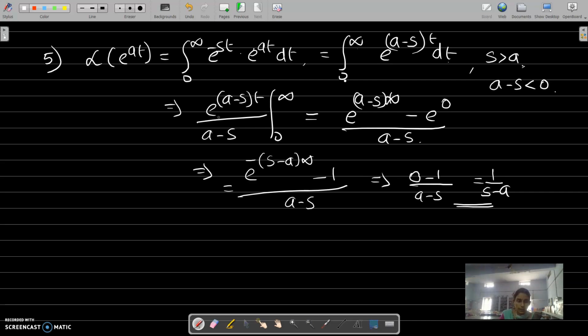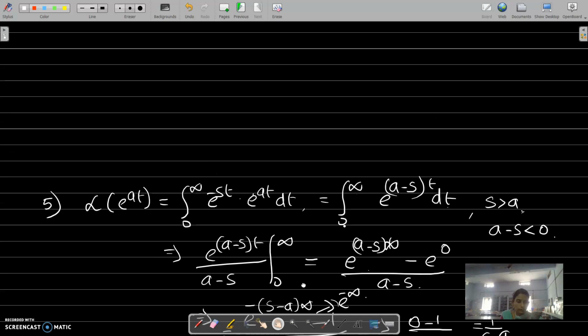So the integral is e raised to a minus s t divided by a minus s from 0 to infinity, which implies e raised to a minus s into infinity minus e raised to 0 divided by a minus s. This is negative, so I can write it as minus of s minus a. So this negative value into infinity is e raised to minus infinity, which implies that is 0. So 0 minus 1 by a minus s, so that is 1 by s minus a. So this is the formula for e raised to at.